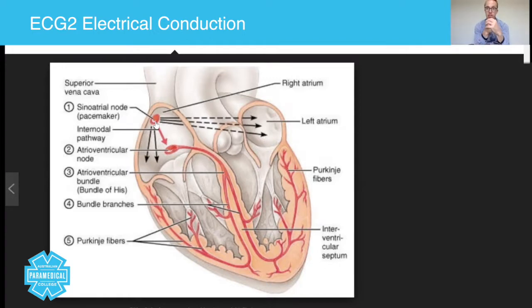Now, this group of specialized cells generate the first impulse, which then moves systematically down to the second stage of the electrical conduction system, known as the atrioventricular node. Now, when it does that, it predominantly sends a signal downwards, but also across as well.